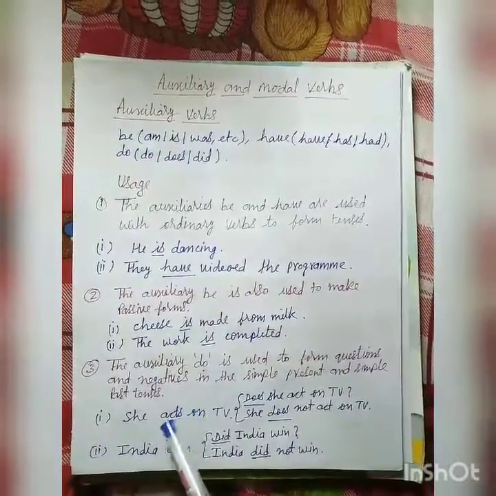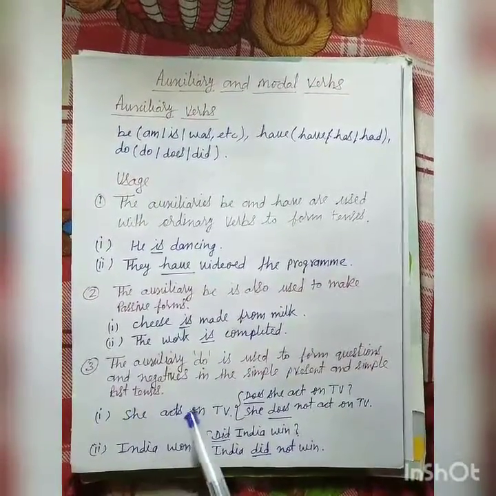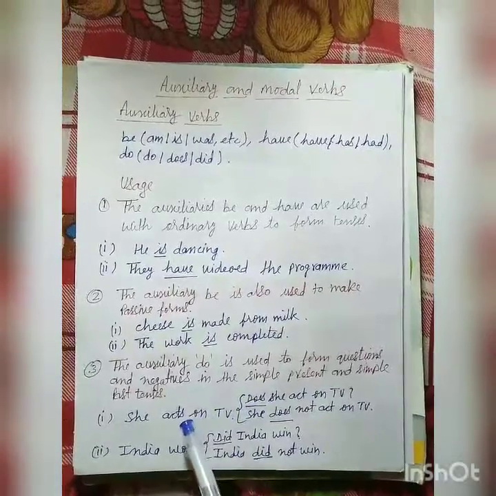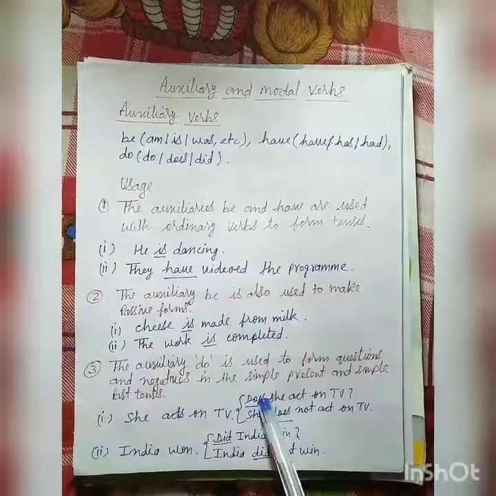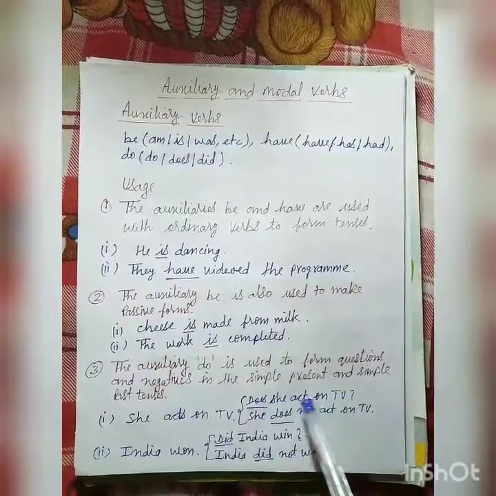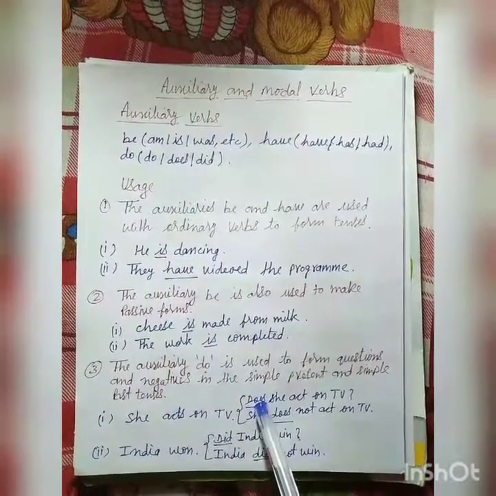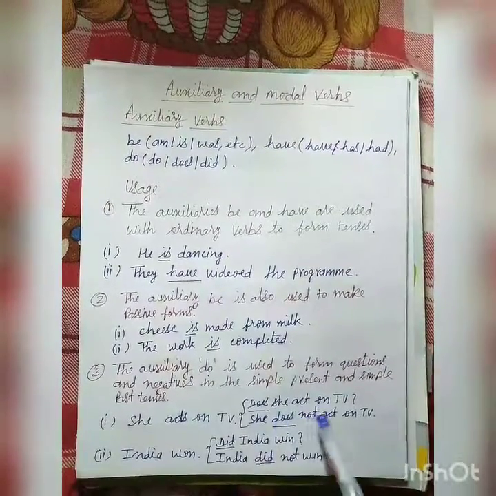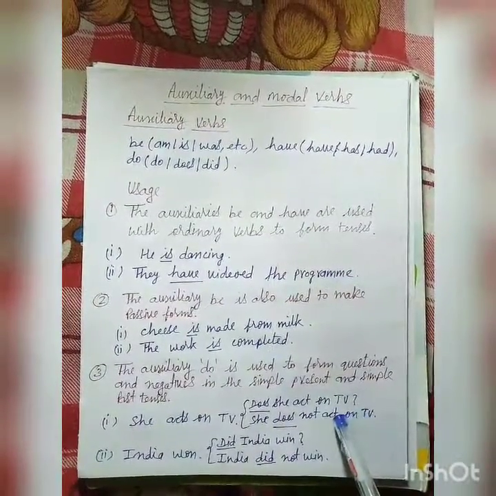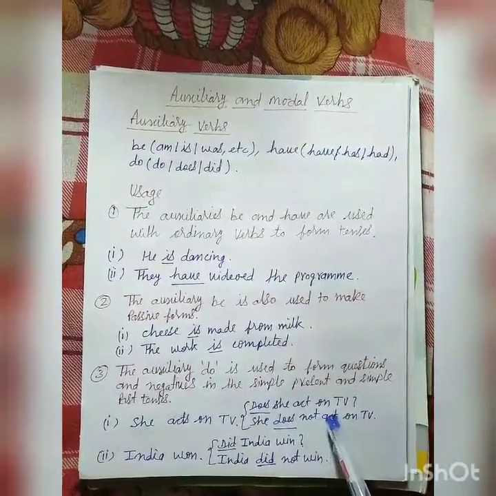Third use, the auxiliary do is used to form questions and negatives in the simple present and simple past tenses. For example, she acts on TV. This sentence can be used as an interrogative sentence: Does she act on TV? So does is an auxiliary verb. She does not act on TV. The same sentence is used as a negative sentence.